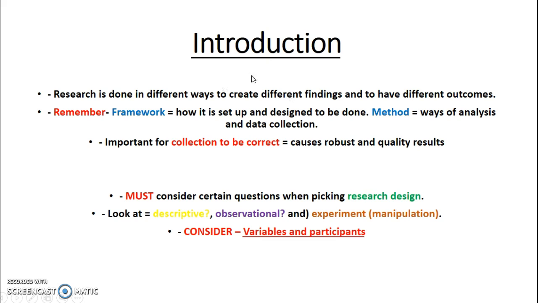So, research is done in ways to create different findings and to have different outcomes. The main point of research is to create different ways in which you want to find outcomes, as the outcomes can't always be found in the same way. It's important to remember the framework, so how it is set up and designed to be done. And it's also important to remember the method, which is the ways of analysing data and data collection, so how you actually take in the data and how you look at the data once it's been collected.